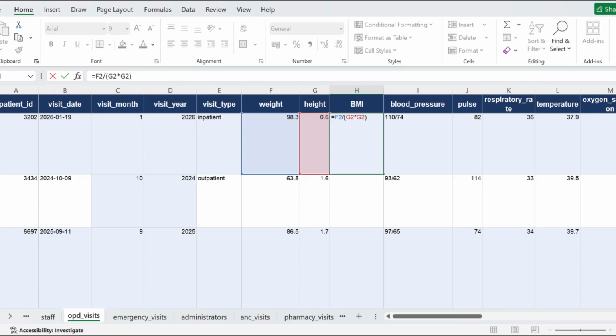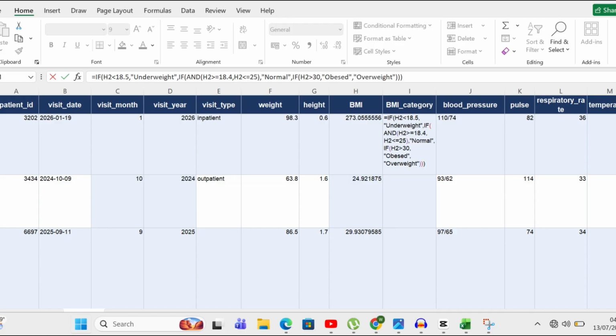After calculating the BMI for every patient, we'll create another column called the BMI category. This categorizes patients into clinically meaningful groups: underweight for BMI less than 18.5, normal weight for BMI between 18.5 and 24.9, overweight for BMI between 25 and 29.9, and obese for BMI of 30 or greater. Categorizing BMI allows us to study the prevalence of overweight and obesity within our patient population, and also to explore relationships between BMI and disease patterns.